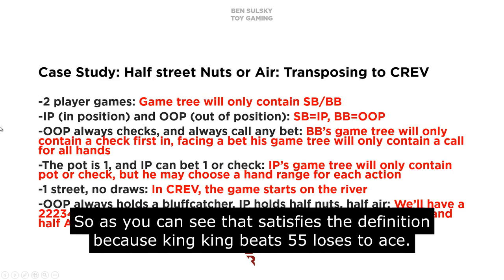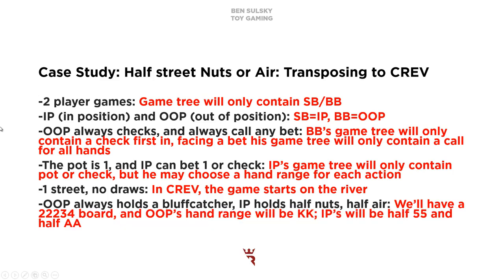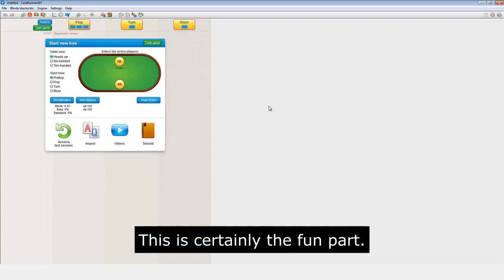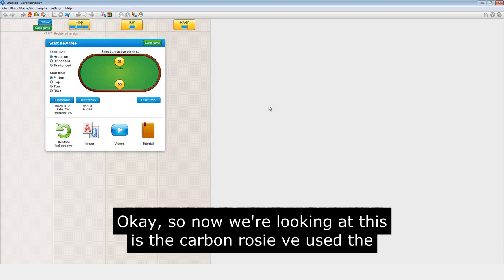So as you can see, that satisfies our definition because king-king beats 5-5 and it loses to ace-ace. Very simple. And here we go. This is certainly the fun part. Okay, so now we're looking at the Cardinals EV.